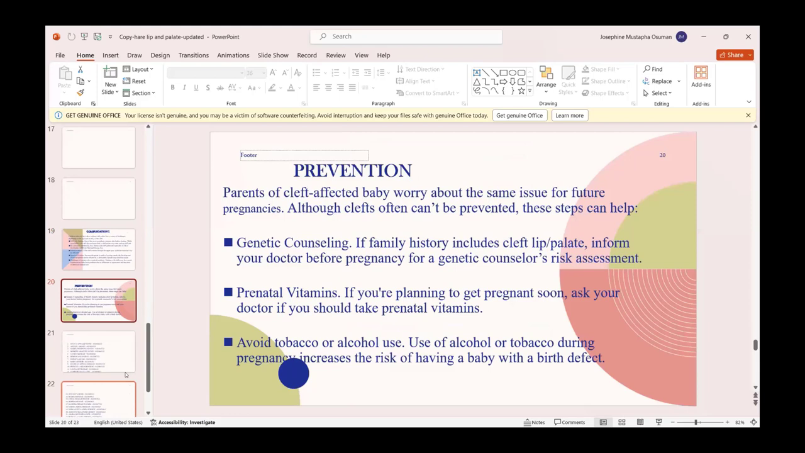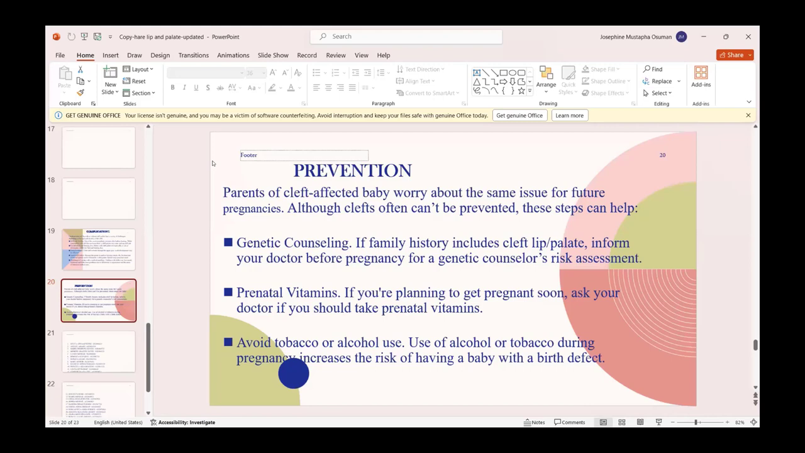When we want to talk about prevention of cleft, parents of cleft-affected babies worry about issues for future pregnancies. So in order to prevent this, we encourage mothers to do genetic counseling so that they will know if their family or they are at risk of having a baby with cleft lip or palate, and also prenatal vitamins. We should educate and encourage the use of prenatal vitamins, as it helps to prevent these abnormalities.